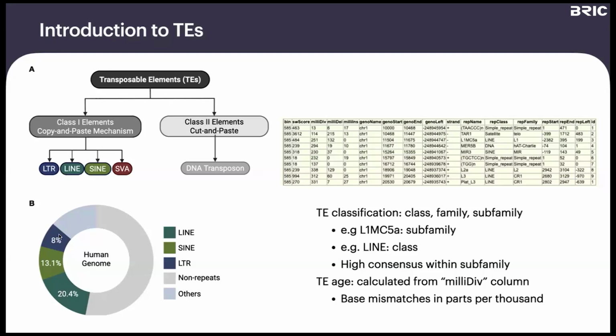Looking at this pie chart here, TEs actually make up half of the human genome. LINEs are the most prevalent, followed by SINEs and then LTRs, and then the other parts are DNA transposons or SVA, etc.